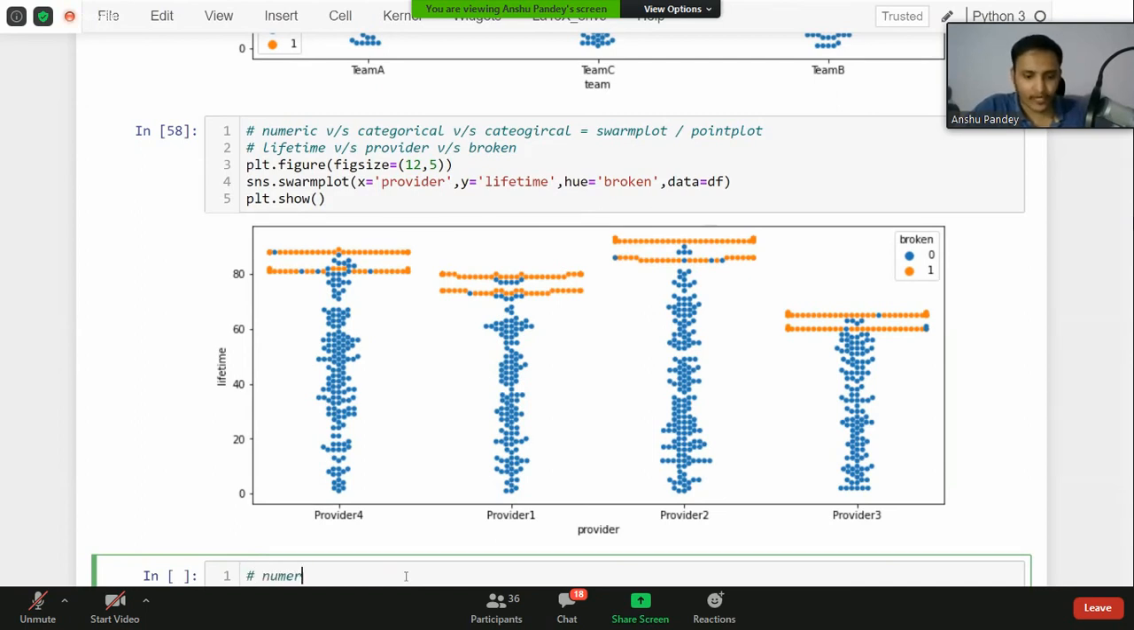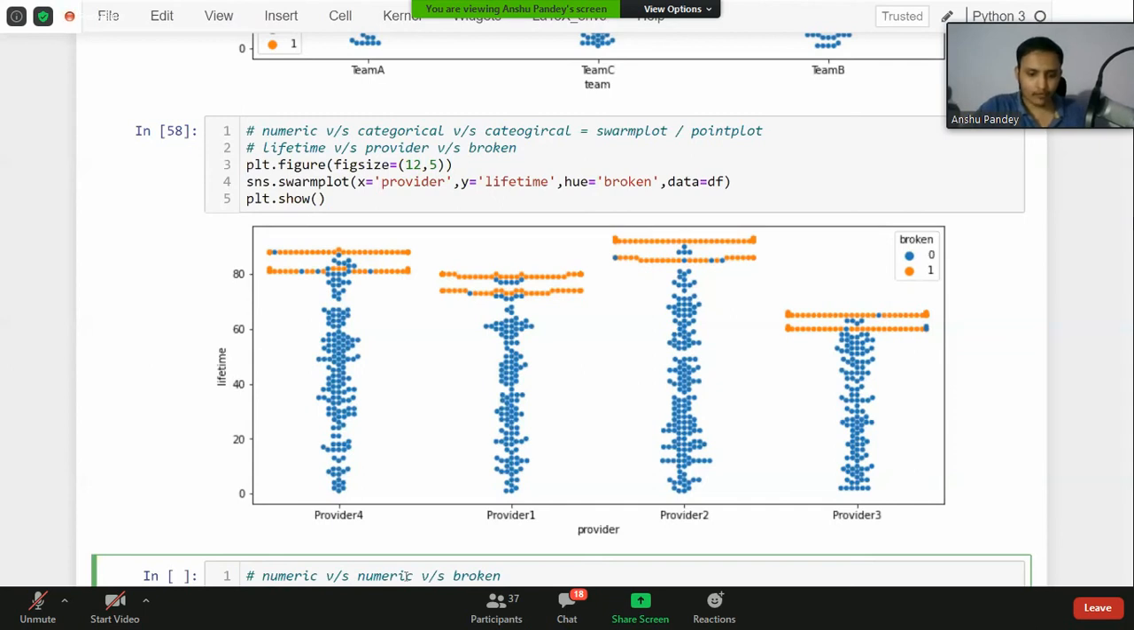Let's say that now I'm going to shift to the idea of numeric versus numeric. So I'm not writing the analytics, but that should be there. After every graph, you would want to write the analytics about what you interpret from that. So let's say that I'm going to compare lifetime versus moisture versus broken.